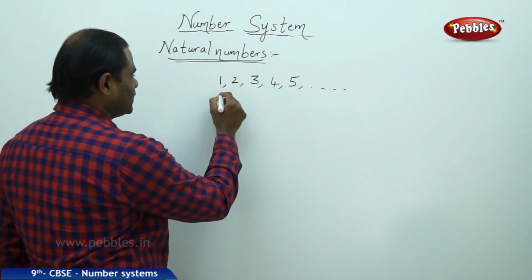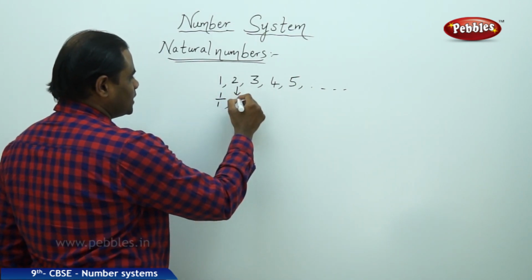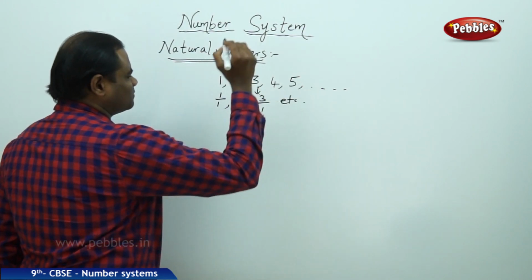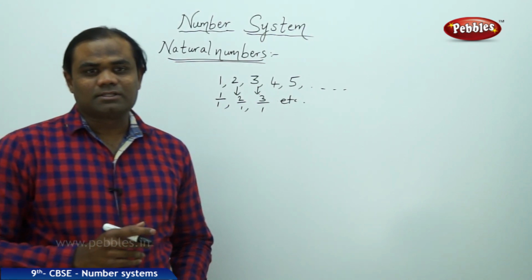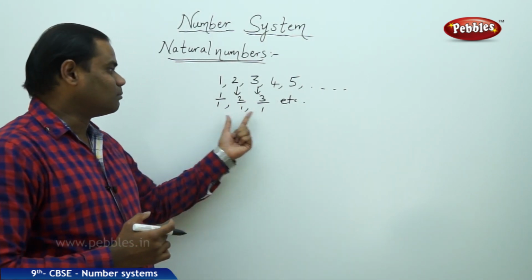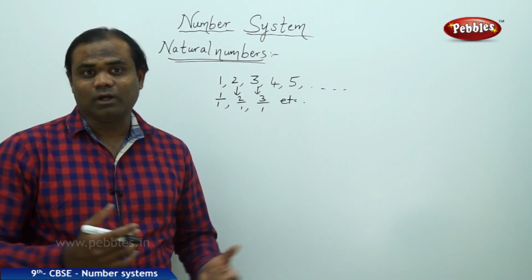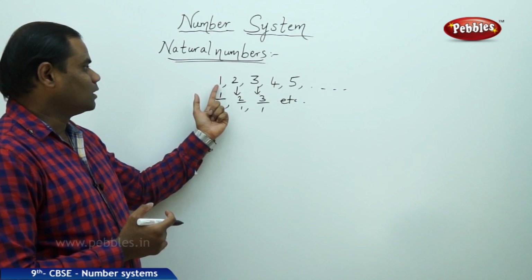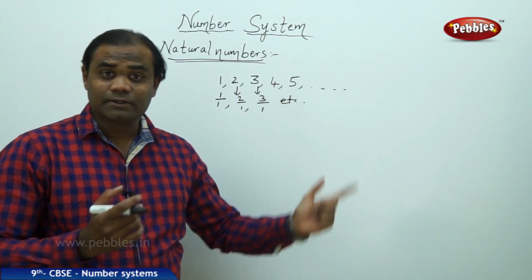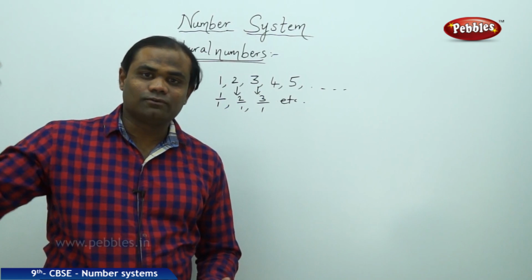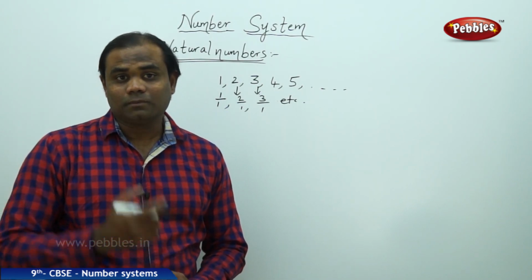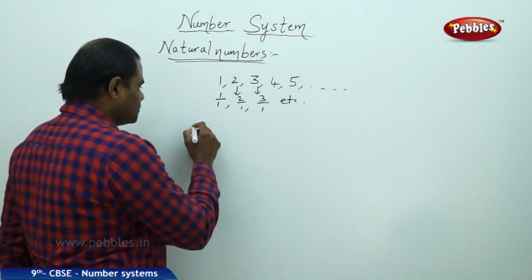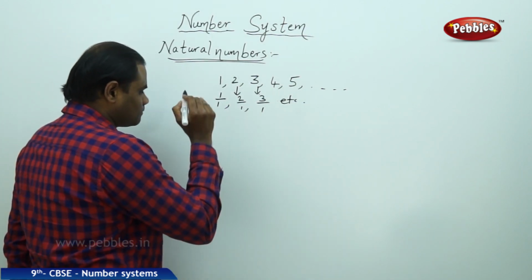Say for example, I can write this as 1 by 1 and this as 2 by 1, this as 3 by 1, etc. So natural numbers cannot be expressed in fraction form other than with denominator being 1. And they are the numbers which are positive and start with 1. So 1, 2, 3, 4, 5, 6, 7, 8, and so on and so forth till infinity are called natural numbers. And usually the natural numbers are denoted by capital N.